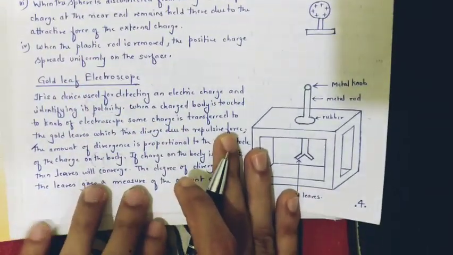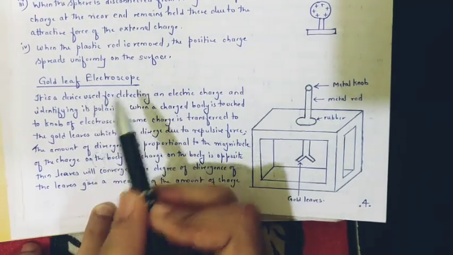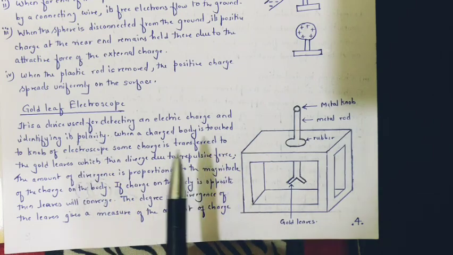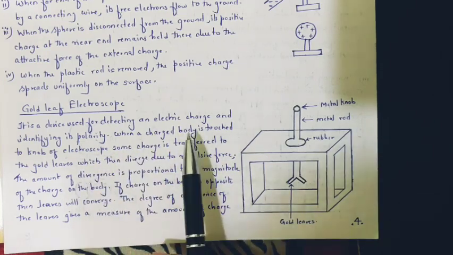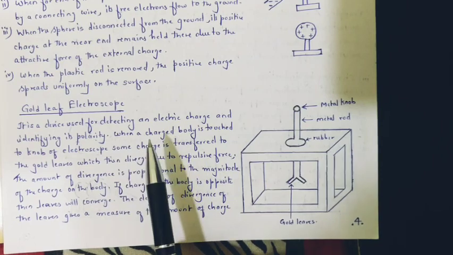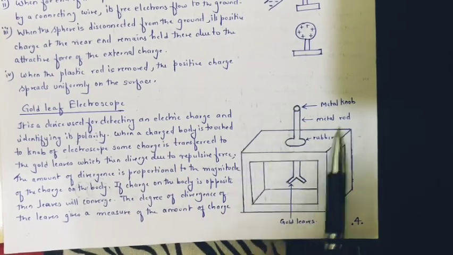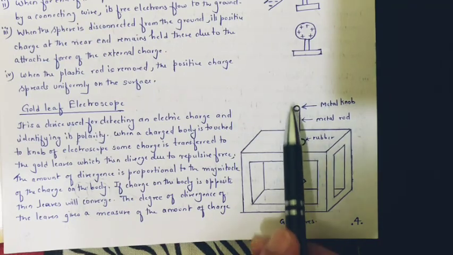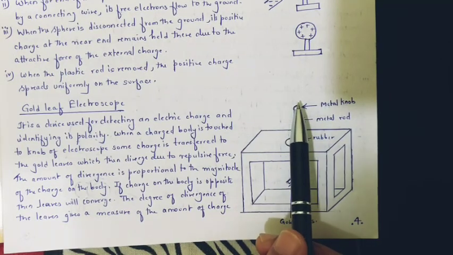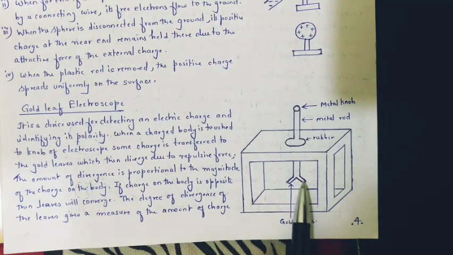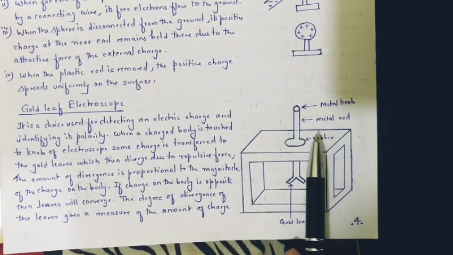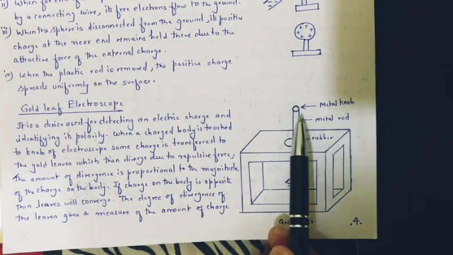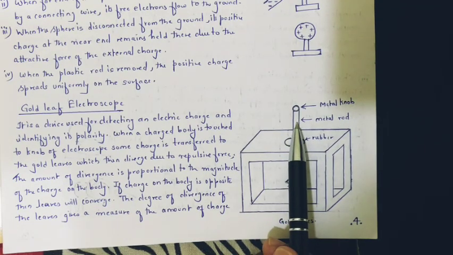Next we have the gold leaf apparatus. A gold leaf apparatus is a device which is used for detecting electric charge, like how much electric charge is present on a body. It consists of a box, which has a metal rod with a metal knob on the top end, and there are two gold leaves connected to the bottom end of this metal rod. This is sealed with a rubber over here. This is insulating material so that the charges won't flow from the rod to the box.